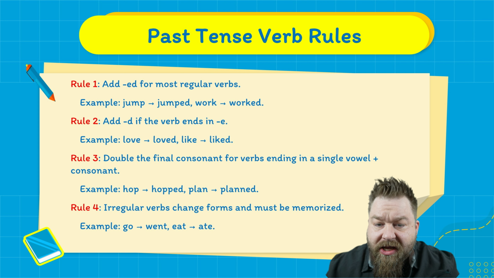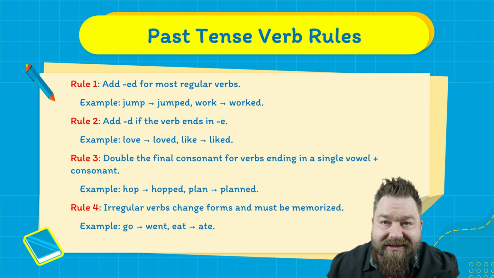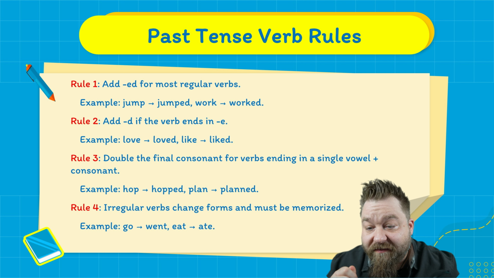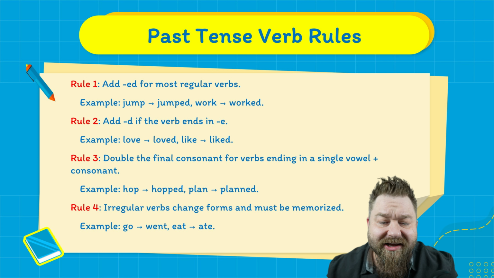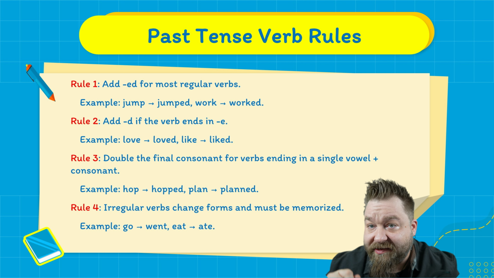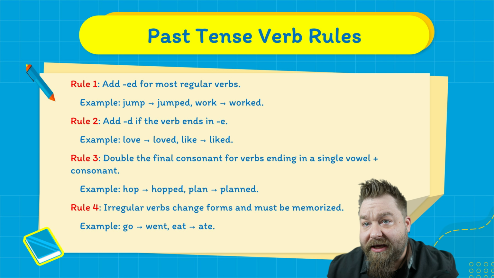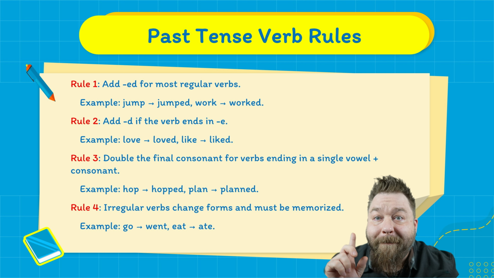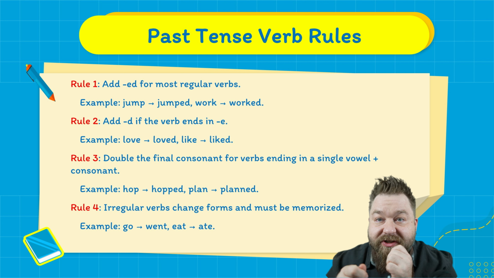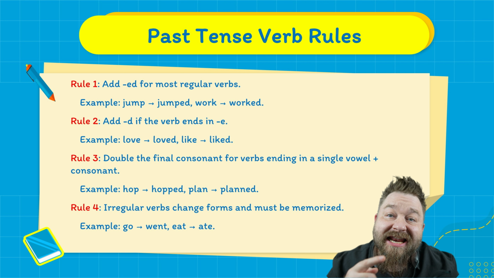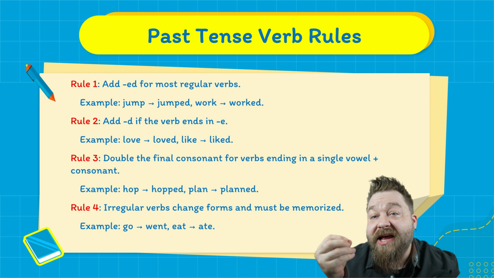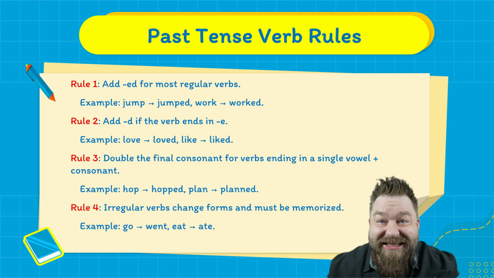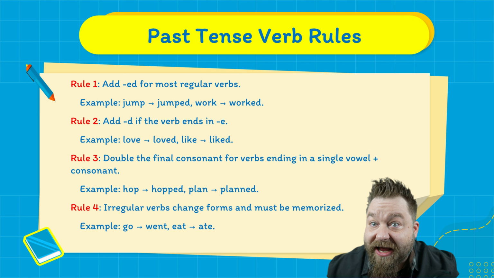Rule number 3. Double the final consonant, right? Not a vowel, the other ones. For verbs ending in a single vowel plus a consonant. Look at this. Hop. P is a consonant, right? So we double that P. H-O-P-P-E-D becomes hopped. Okay? And plan becomes planned. See how easy that is to do a D there instead of a T? Our tongue is already ready to do the D.